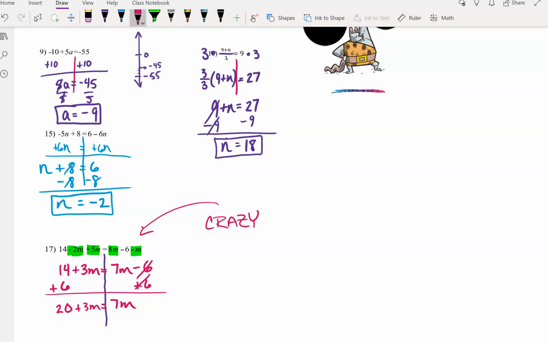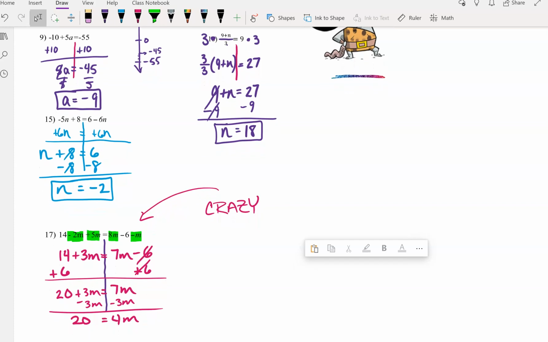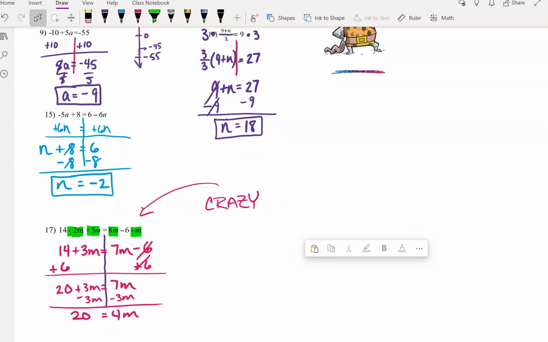All right, now I don't want to move my 7m, right? Remember, I want m's on one side, integers on the other. So I'm going to go ahead and subtract my 3m from both sides. We get 20 is equal to 4m. And the last step is to divide by 4. Okay? And you have your answer. It's kind of skirting off the bottom of my screen.